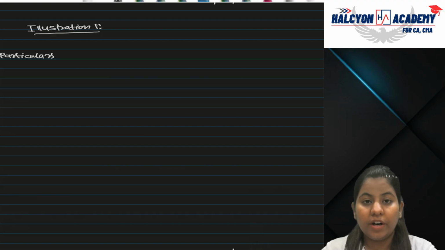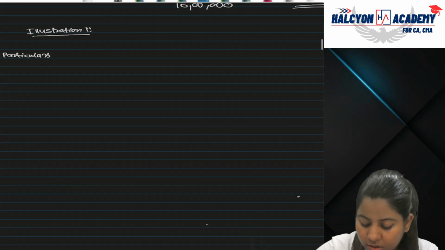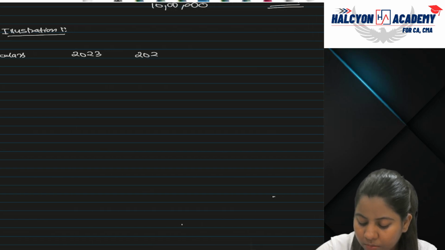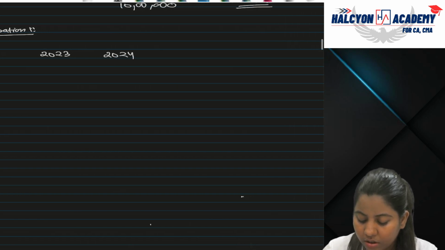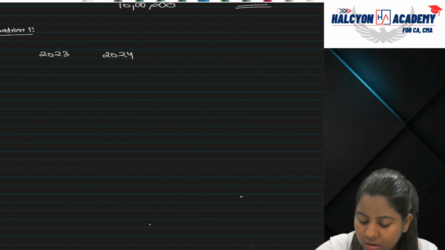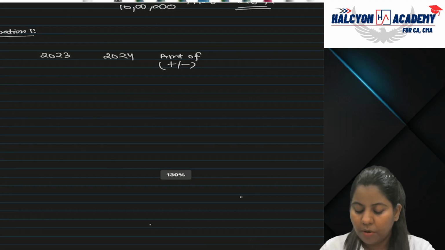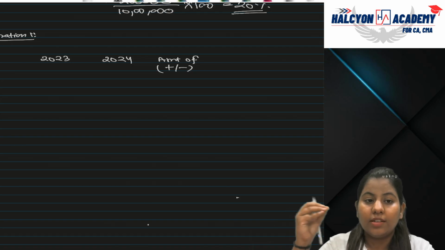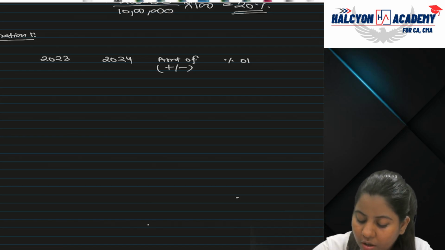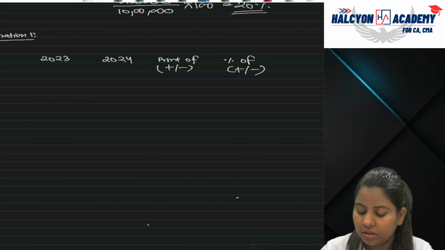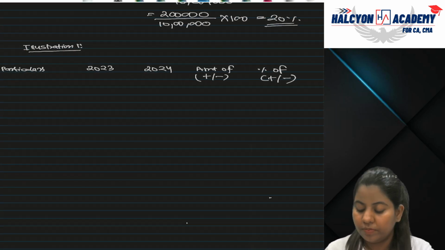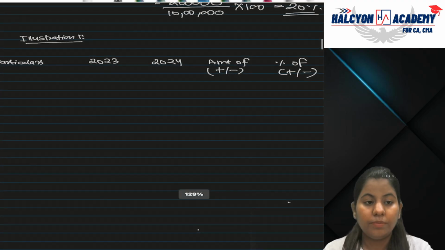The first column will be particulars. The second one will be 2023. In the third column, 2024. In the fourth column, write amount of increase or decrease, by how much amount the figures are changing. And the last one will be percentage of increase or decrease, the most important thing we have to find out. So there will be 5 columns.